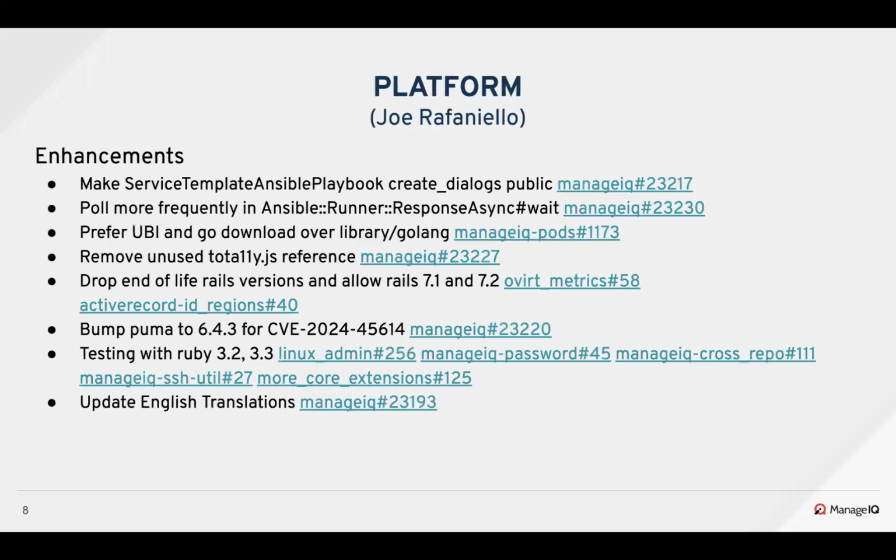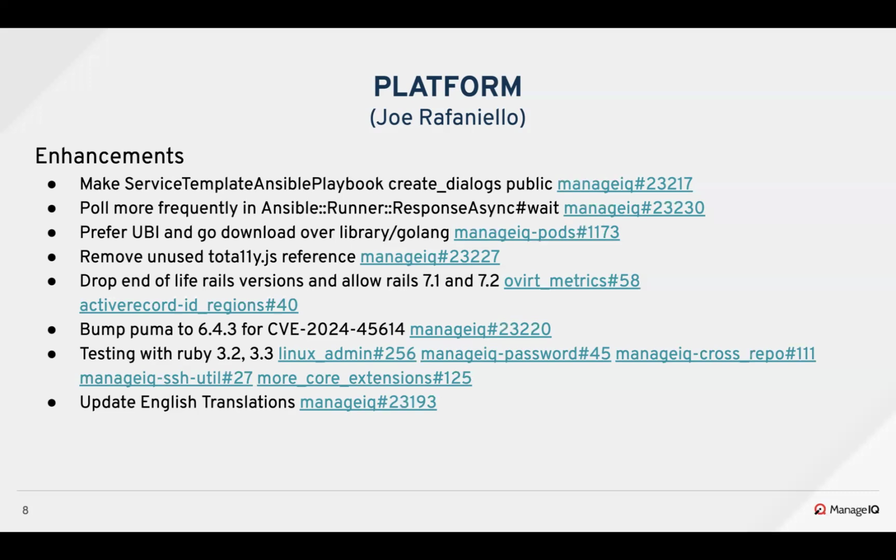Thanks, Adam. For platform enhancements this sprint, Adam removed the need to use send by making create dialogues a public method in the service template Ansible playbook. Jason sped up tests by decreasing the wait time between poll attempts in the Ansible runner wait method. Brandon sped up the operator by using a UBI image and Go download instead of the library Golang. Keenan cleaned things up by removing a reference to the previously removed totally.js.